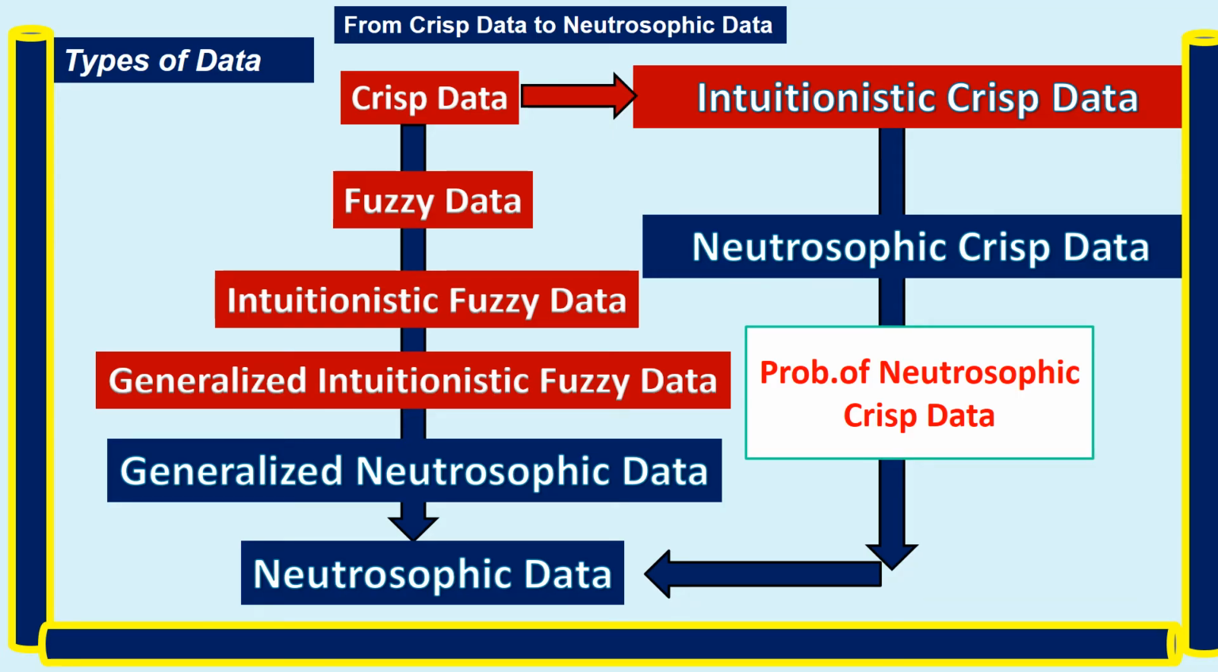From crisp data to Neutrosophic data, types of data: crisp data leads to fuzzy data, intuitionistic fuzzy data, generalized intuitionistic fuzzy data, generalized Neutrosophic data, and Neutrosophic data. Neutrosophic fuzzy data contains all types of data. Crisp data leads to intuitionistic crisp data. From intuitionistic crisp data comes Neutrosophic crisp data, as a generalization of intuitionistic crisp data. The probability of Neutrosophic crisp data leads to Neutrosophic fuzzy data, a generalization of all those types of data.